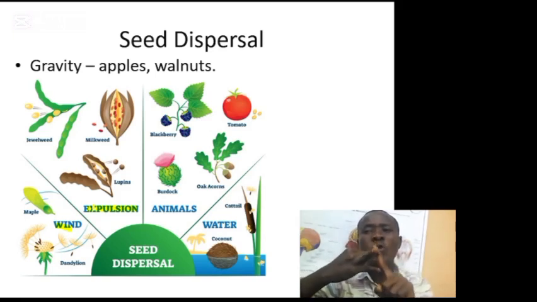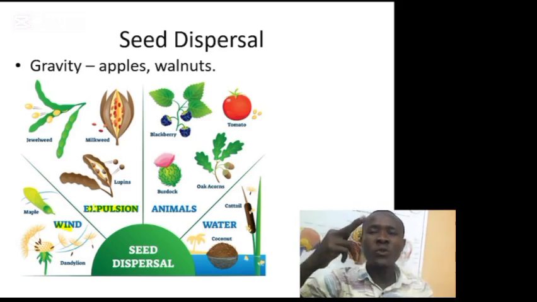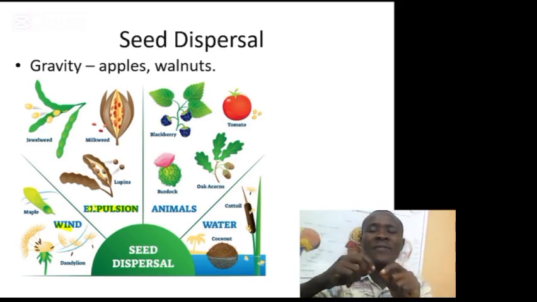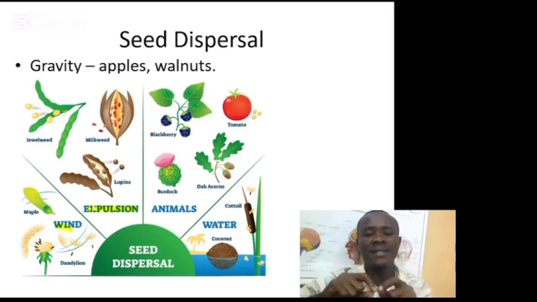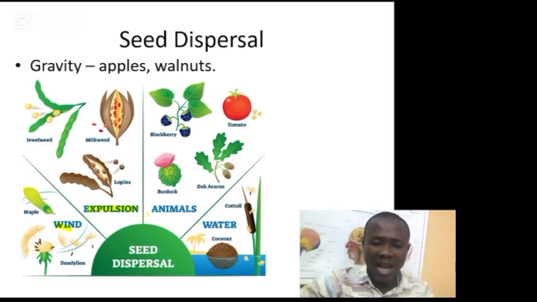Then two, some of them develop wind expulsion. They're supposed to have a line of weakness, or a suture, through which they can open to release their seeds. And we have dispersal by means of animals.